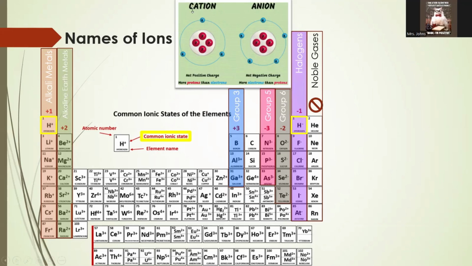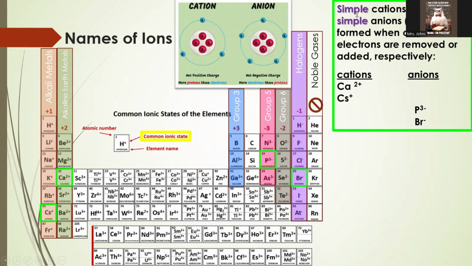Now, remember that cations are the positive ions. They have more protons than they do electrons. And anions are the negative ions. They have more electrons than they do protons. So these are the negative, the anions, and this side is the positive. The ones down here are more complicated, so we'll talk about them on the next page. But we're going to talk about the simple cations, the positive, and the simple anions, the negative ones, on this page. Some good examples are highlighted in green.